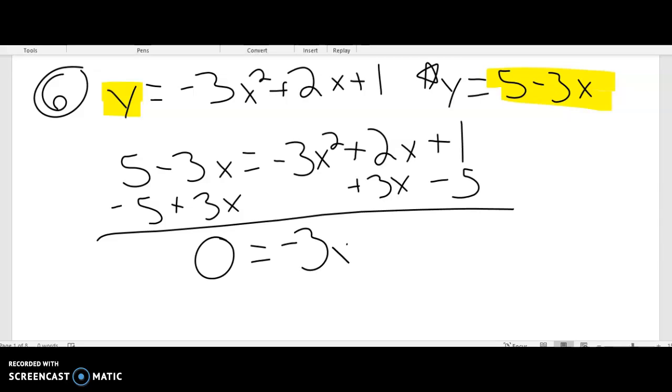Negative 3x squared, so we didn't do anything with it. 2x plus 3x gives us 5x. And 1 minus 5 is going to give us negative 4.